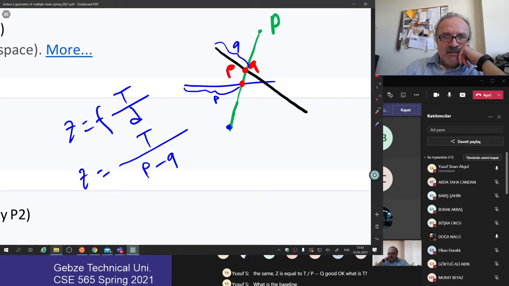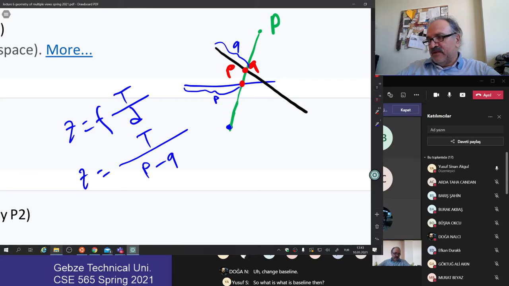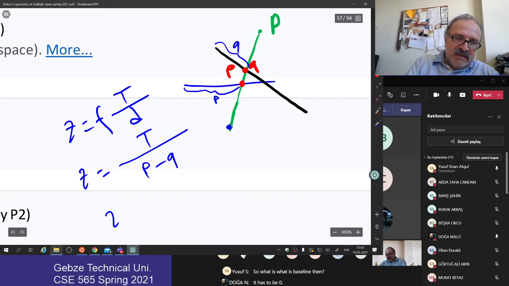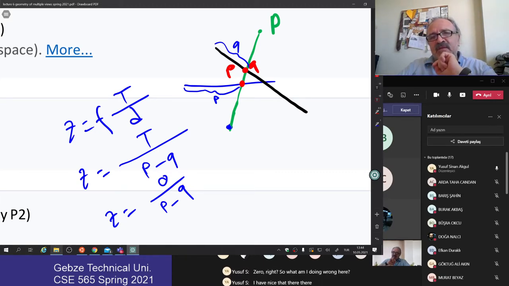What is the baseline? What is the vectorial difference between the left and right cameras? The baseline is the same because we didn't change the baseline. So what is the baseline then? Zero. Baseline is zero. So what I have is zero over P minus Q. So whatever P minus Q is, 0 over something is 0, right? So what am I doing wrong here? I have this nice disparity between P and Q, but since baseline is 0, my equation is producing 0. So what am I doing wrong?